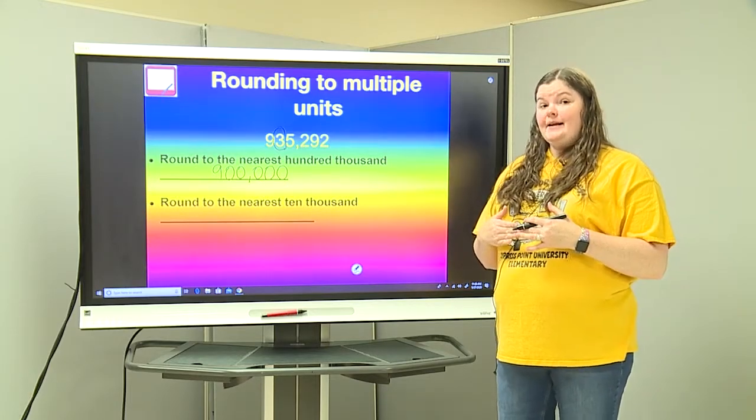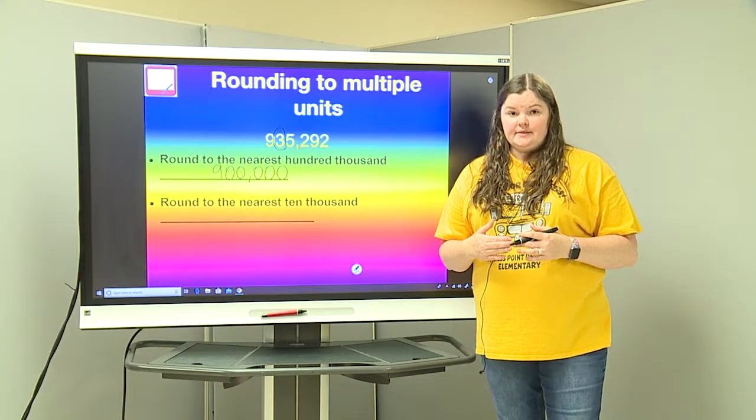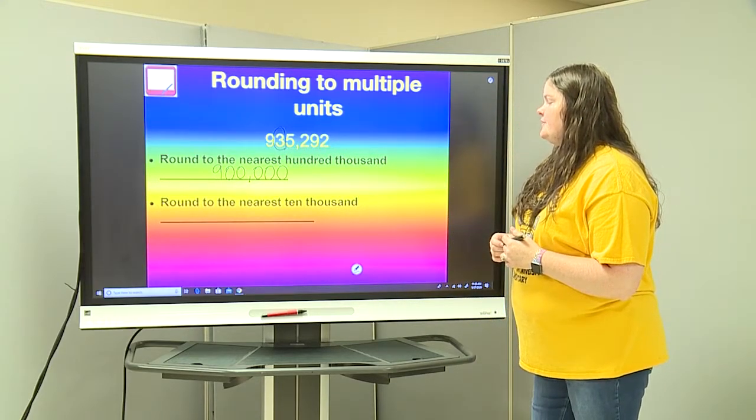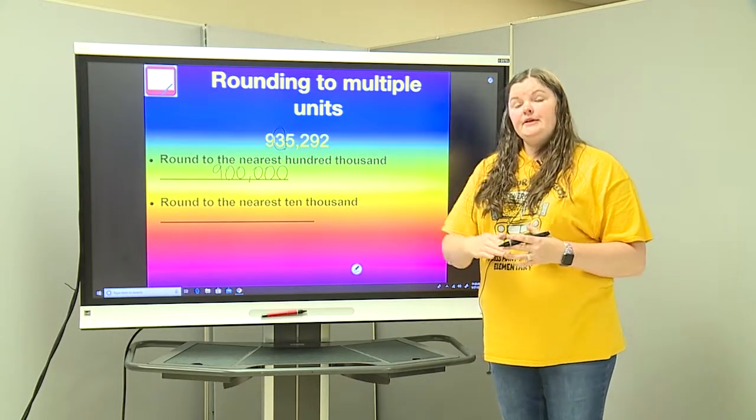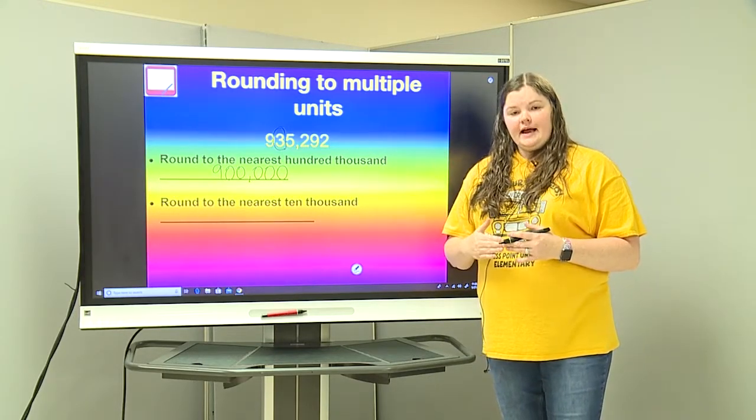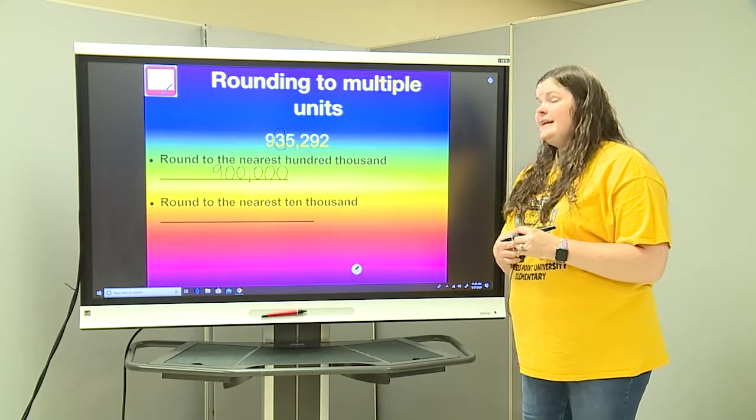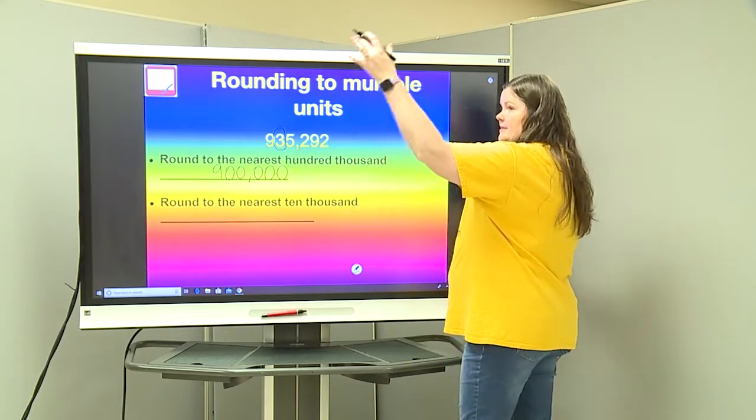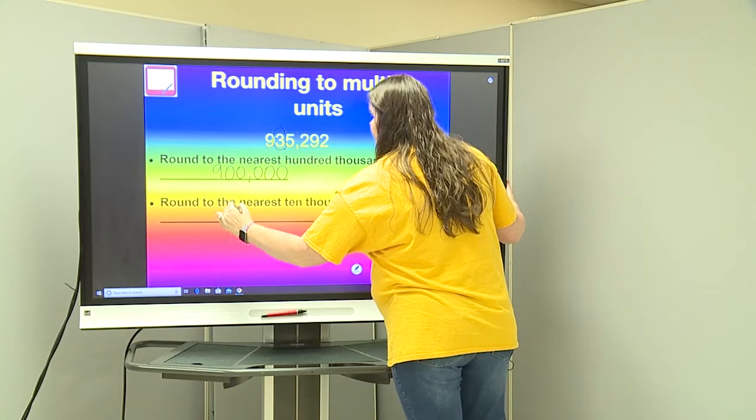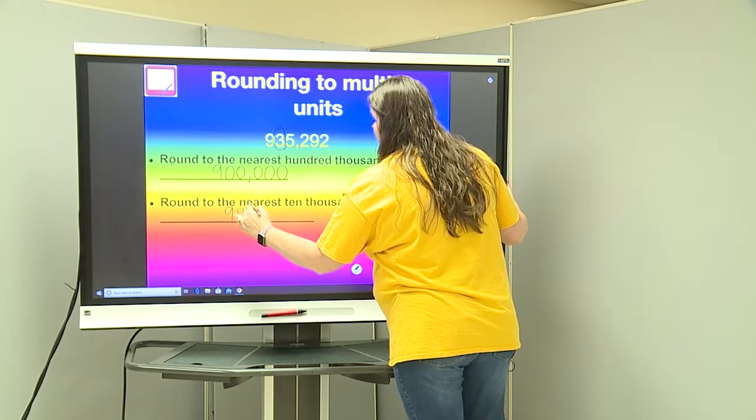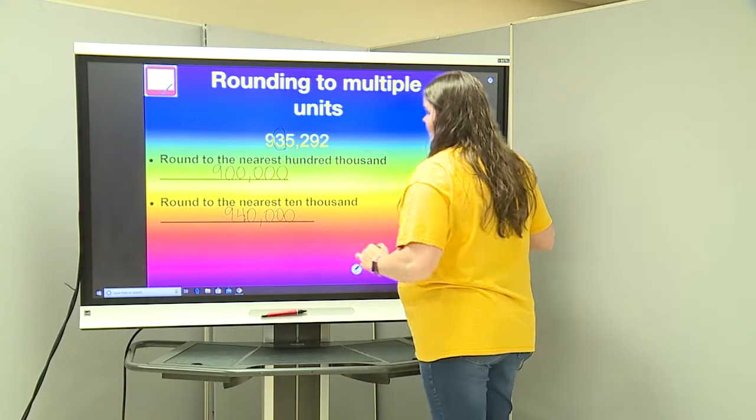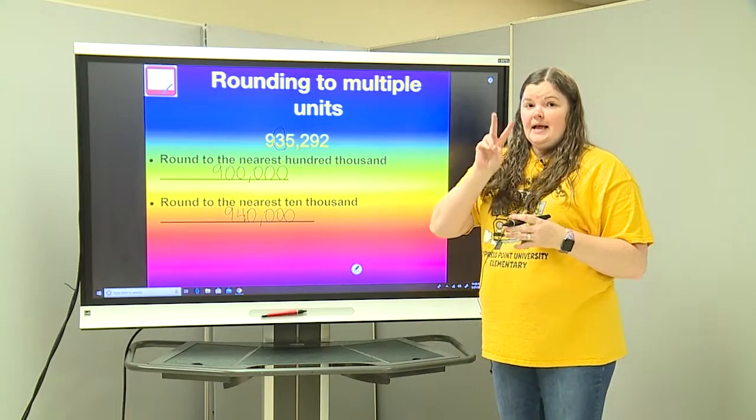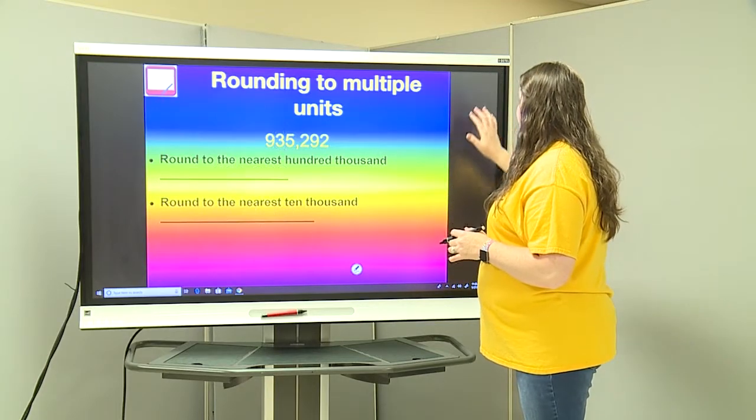So what would be in the middle of 930,000 and 940,000? The midpoint would be 935,000. So where would this number fall? 935,292. Is it going to go below 935,000 or above 935,000? It's going to go just a little bit above 935,000. So this one, since it's above the midpoint, would round up to about 940,000. Very good job on that. You just took one number and rounded to 2 different place values. Very good job.